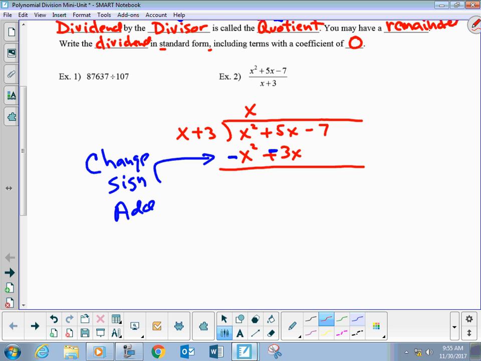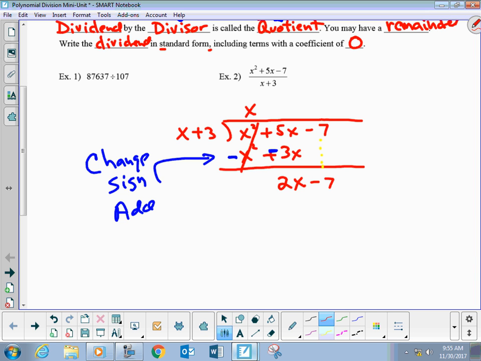Now what happens when I add? What happens to the x squareds? These cancel, don't they? That whole term goes away. What is 5x plus negative 3x? All right, I am going to bring down the next term, just like we did in regular division. The next term is going to come down, so I will get minus 7.